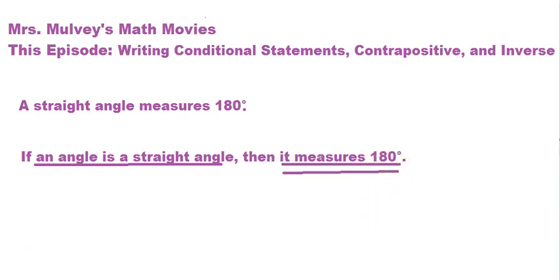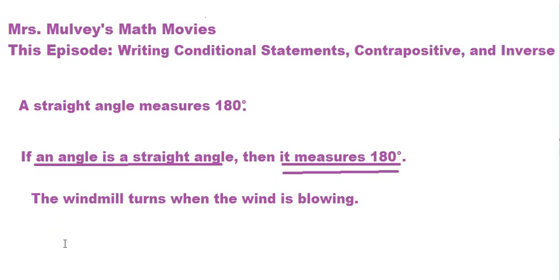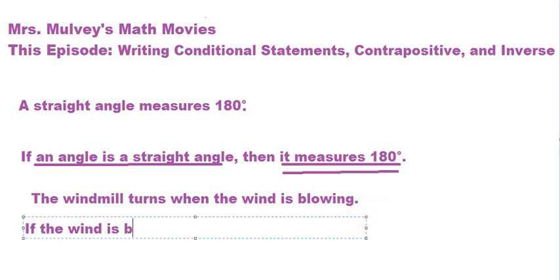Let's try another one. So my statement is the windmill turns when the wind is blowing. If I want to turn this into a conditional, though, I want to note and see what is dependent and what is independent. In this case, it's the wind blowing that turns the windmill. And so my hypothesis becomes this. If the wind is blowing. The hypothesis part is just the wind is blowing because the hypothesis follows if. But the first part of the statement would be if the wind is blowing, then, and the conclusion is the windmill turns.